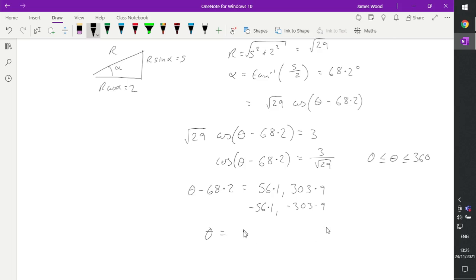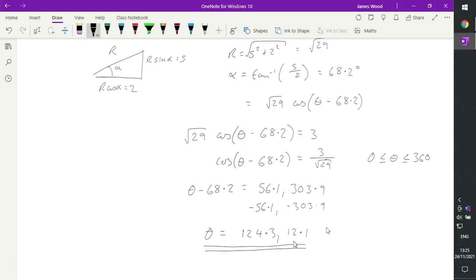So I get 124.3. And the next one's 303.9 plus 68.2. That's going to be too big. So in fact, the only answers I'm going to get are 124.3, and then minus 56.1 plus 68.2, which is just 12.1. Those are my answers there.